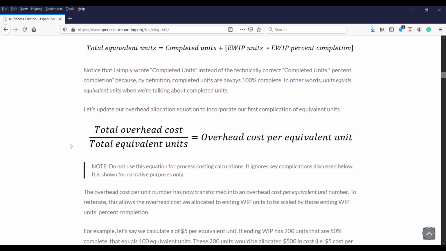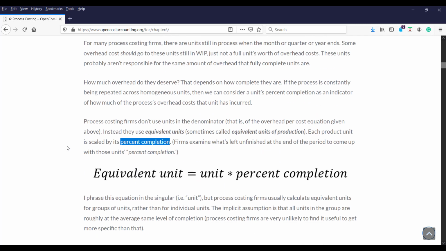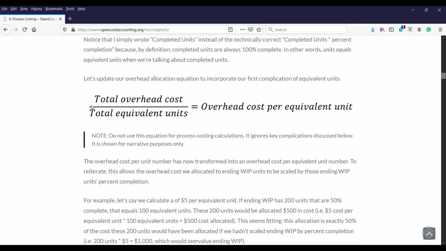Okay, so now, well, we can't have our units that we had up here because we have to factor in the fact that we did some work on units that were never completed, that ended up in ending work in process. So we're going to use this equivalent units idea to apply our overhead. Okay, so now the equation changes. We have total overhead cost divided by total equivalent units. If we're going to average them, we should average over equivalent units because those are the total number of units that we did work on. And so we should apply the overhead cost to all of them.